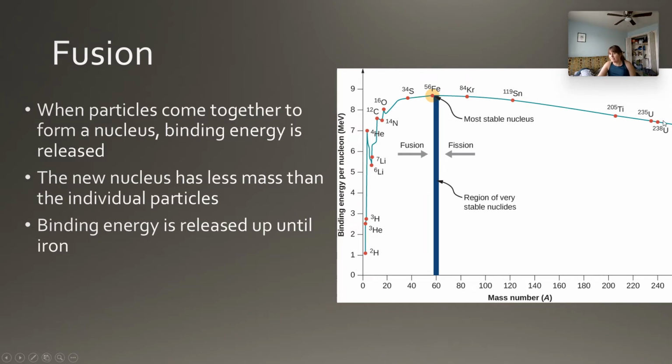Elements that are heavier than that, those are the elements that if we break them apart, they release energy. So those are the elements that we can break apart with fission. That's how we can use uranium and plutonium in nuclear reactors with a fission process to break them apart and generate electricity at nuclear power plants.